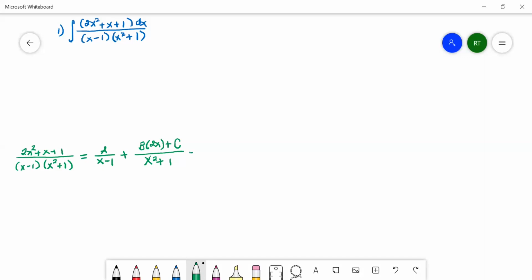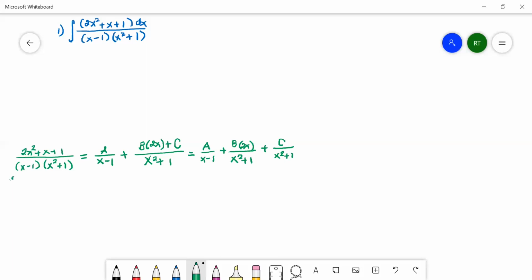Now please take note that we can also express this as a sum of fractions: A over x minus 1, then plus B times 2x over the quadratic factor x squared plus 1, plus the constant C over the quadratic factor x squared plus 1. And of course, our goal here is to determine the values of the constants A, B, and C. So let us do that. Find the values of A, B, and C.